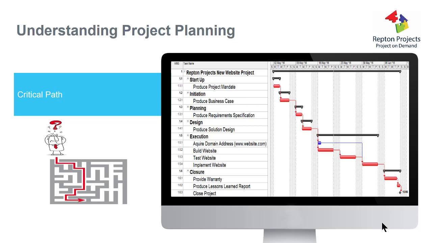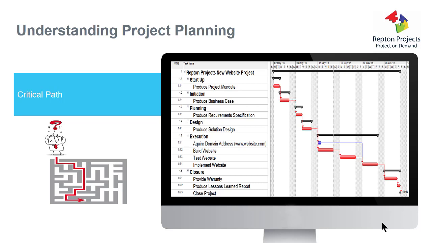If we now turn our attention to the blue task, the acquire the domain address, you can see it's 1 day and it's got a dependency on it that leads into the implement the website. So what that's saying is I can't implement the website until I've got the domain address. However, that's only a 1 day task. If that slips by a day, is it going to have an effect on the implement the website task? Because that is now the Tuesday. But the implement website task is not going to start for another couple of weeks.